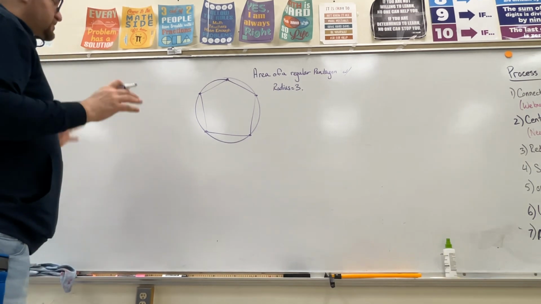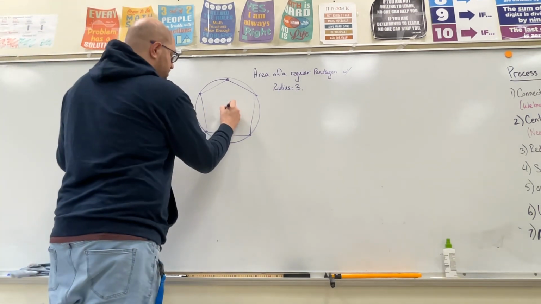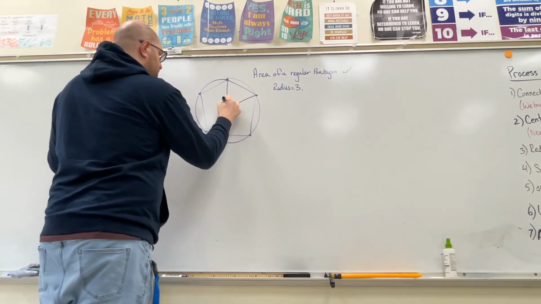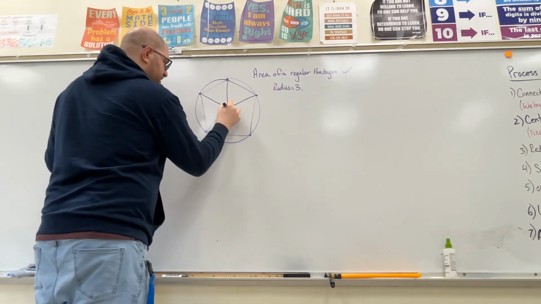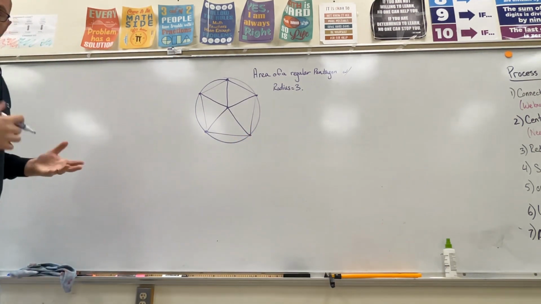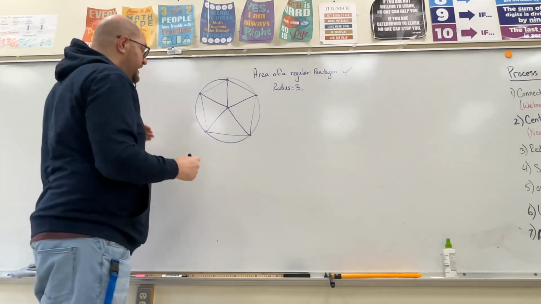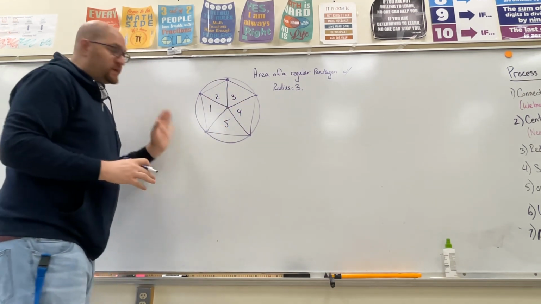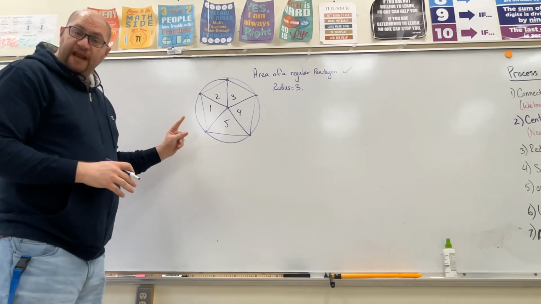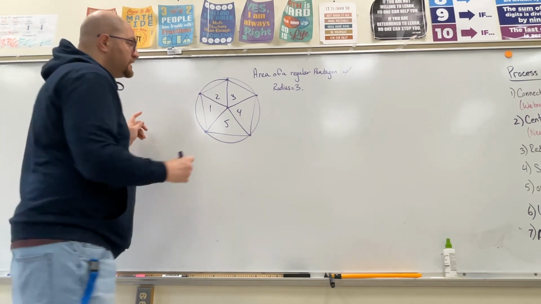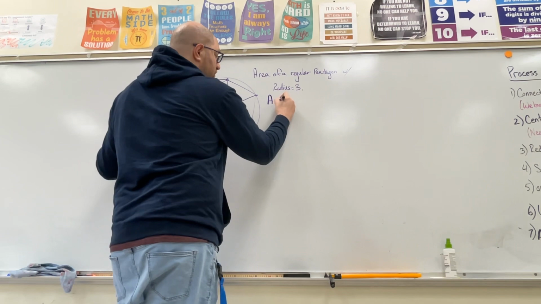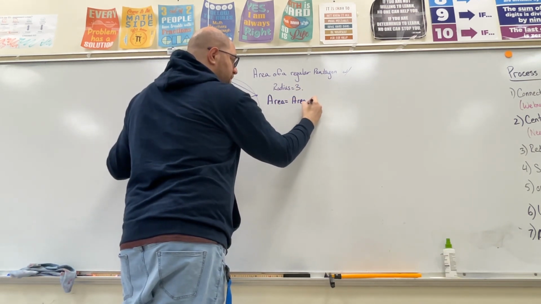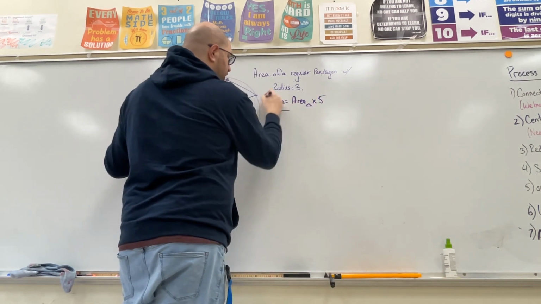So the number one thing I'm going to do is start at the center of the circle. And because this is a regular pentagon, I'm going to draw lines that go out to every single one of these vertices. Now when I do this, we're going to find that because it's regular, we actually have 5 identical triangles in here. So I'm going to find the area of one of them. Area equals the area of a triangle times 5.